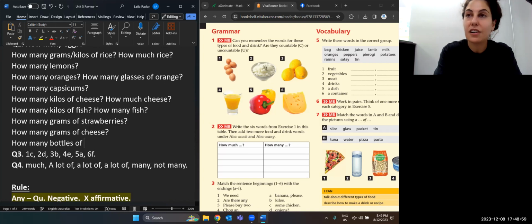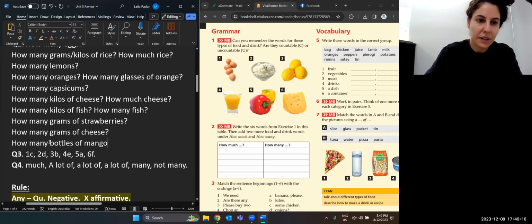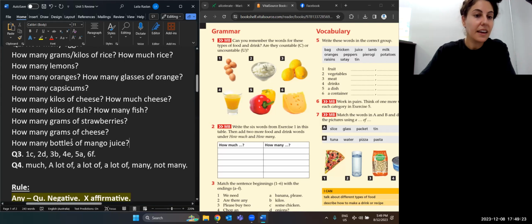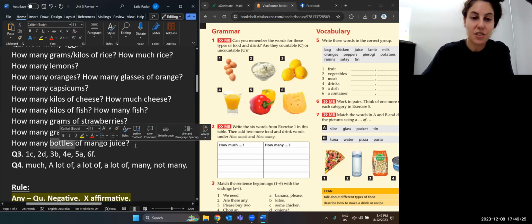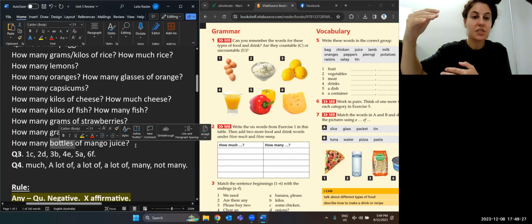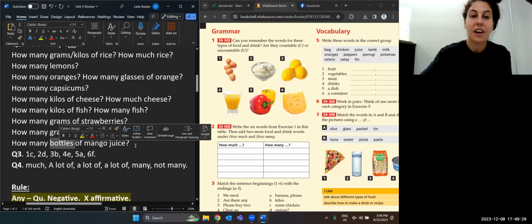How many bottles of mango? You don't need to say how many bottles of mangoes. How many bottles of mango juice? Did you buy or do you want? How many bottles of mango juice? Because we know they come in bottles. So yeah, how many bottles of mango juice?